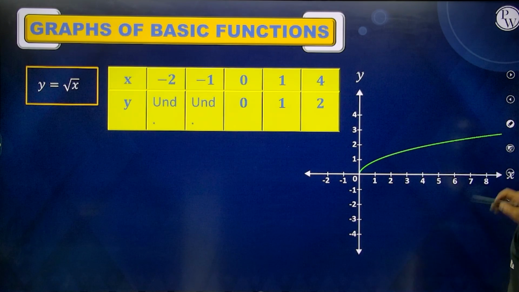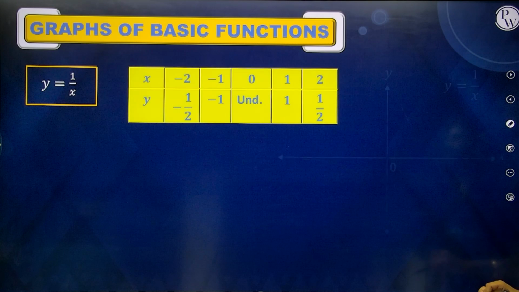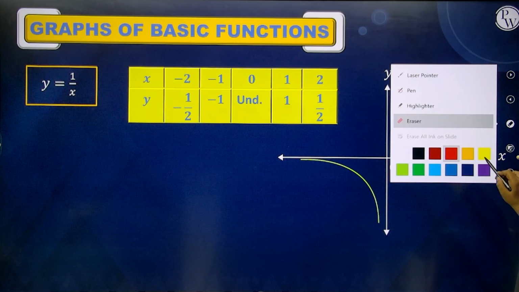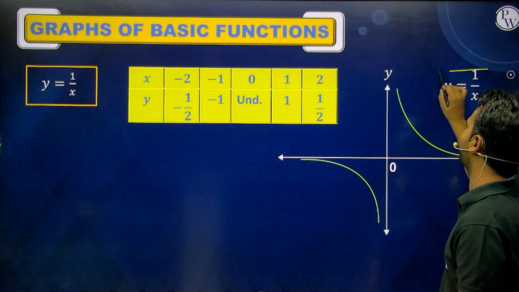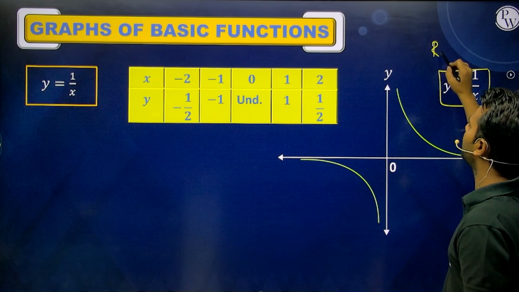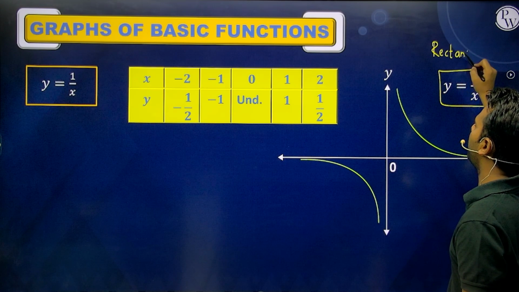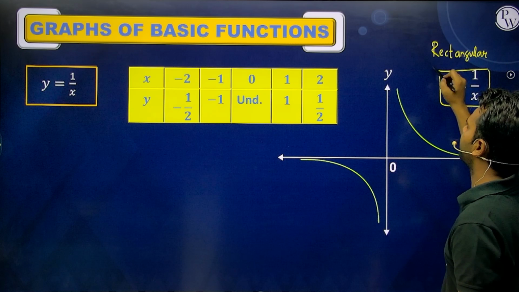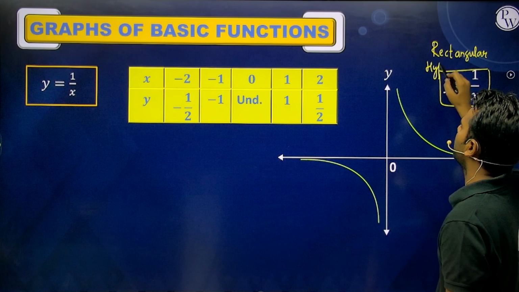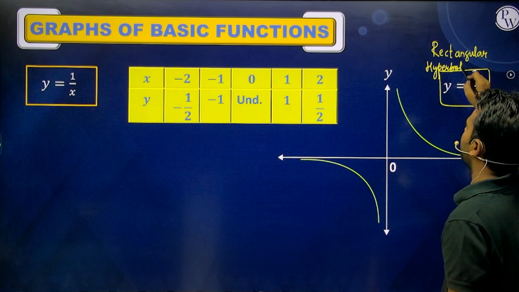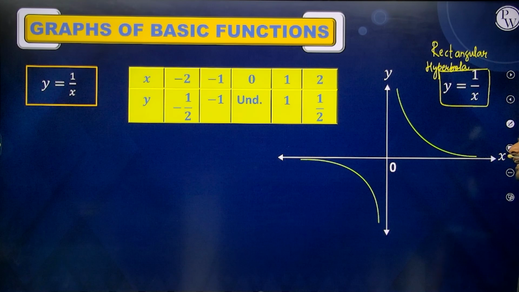Moving ahead, y equal to root x, as we have already seen, the graph looks like this. Y equal to 1 by x, I hope you might have learnt it's a rectangular hyperbola. You must remember these kinds of basic graphs. If you put positive x, we get positive y. If you put negative x, we get negative y, right?